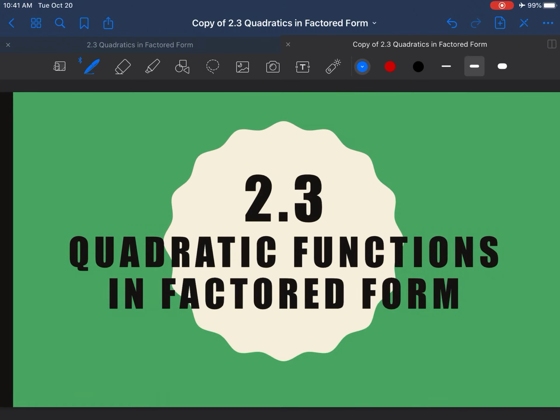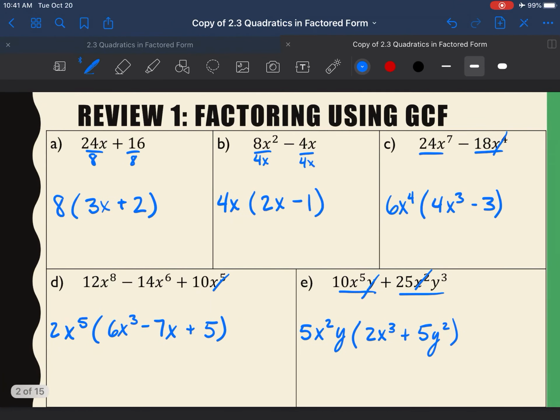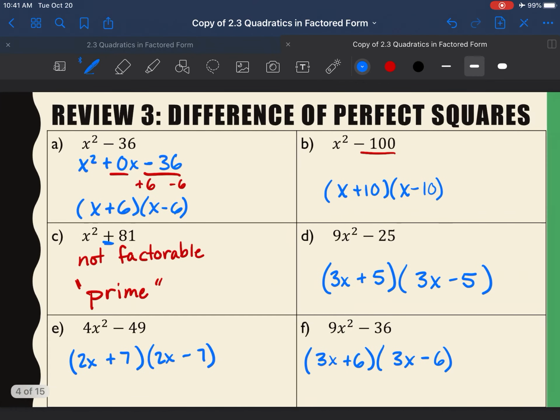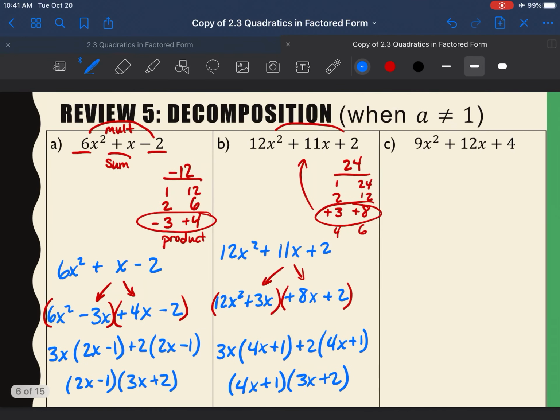Okay, so chapter 2, lesson 3, still on quadratics in factored form. Day 1 of this lesson, we reviewed different types of factoring. So we reviewed the greatest common factor, we reviewed product and sum factoring, we reviewed the difference of perfect squares, and factor by grouping and decomposition.